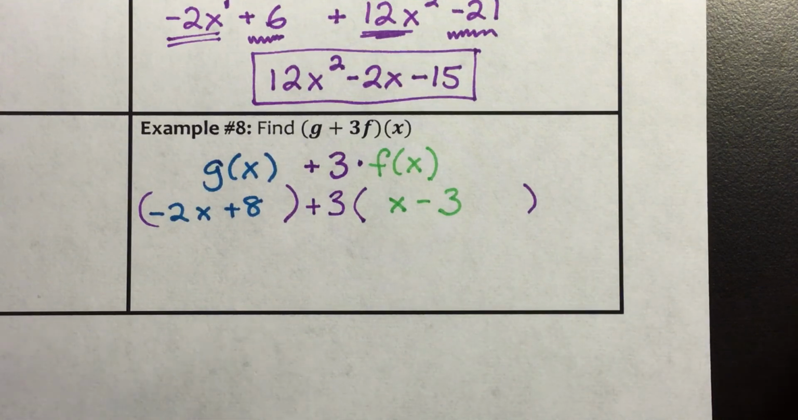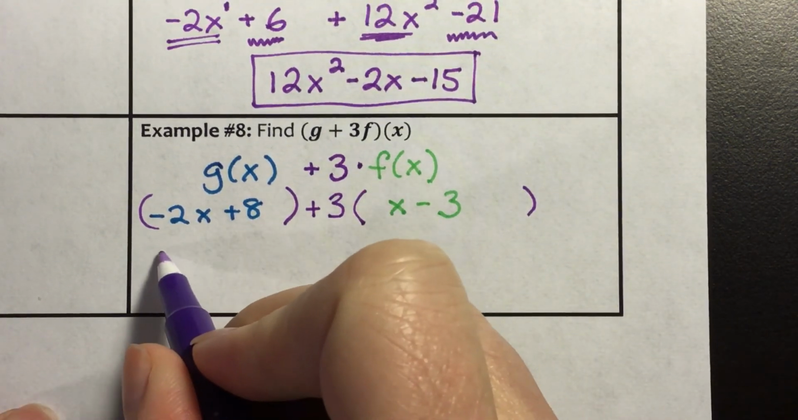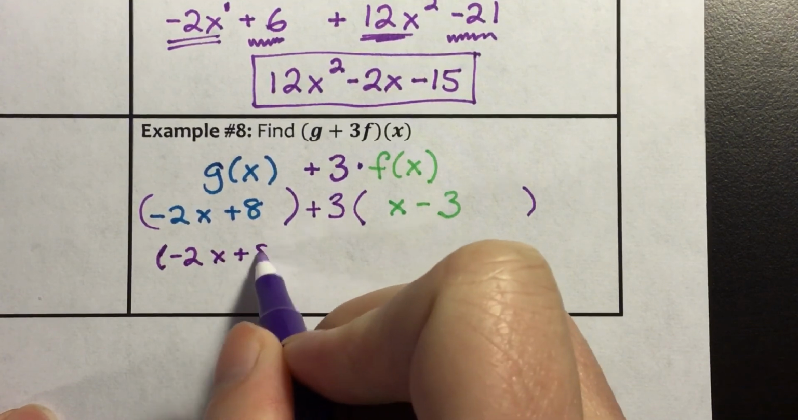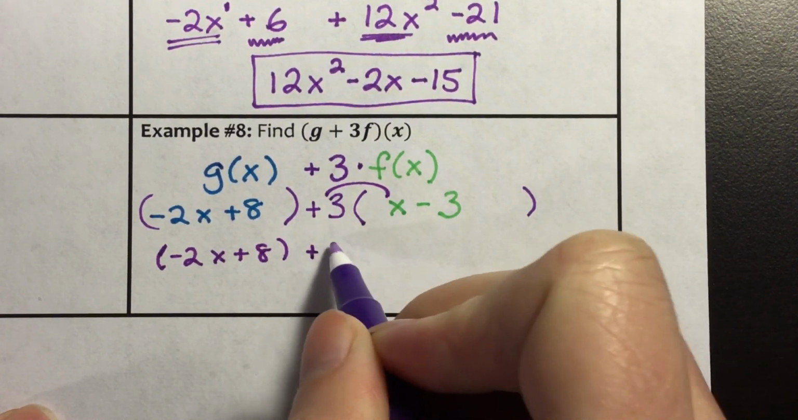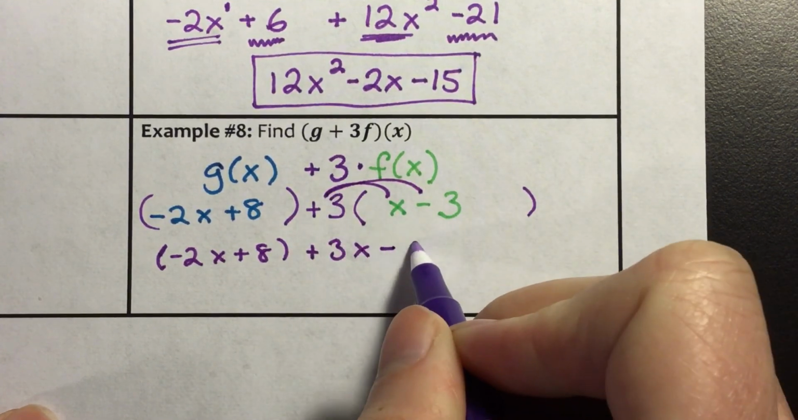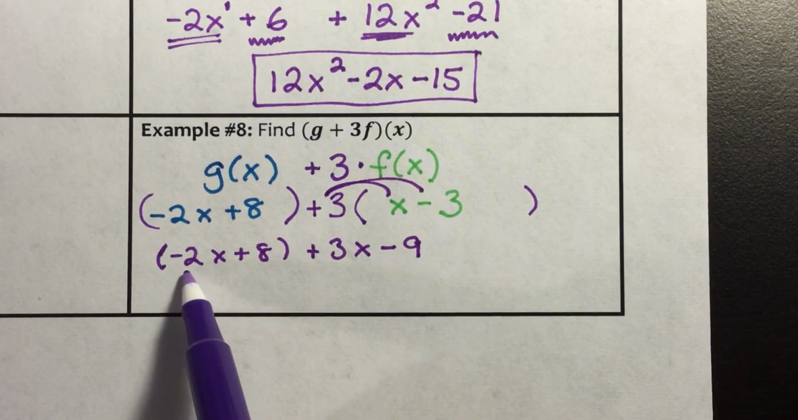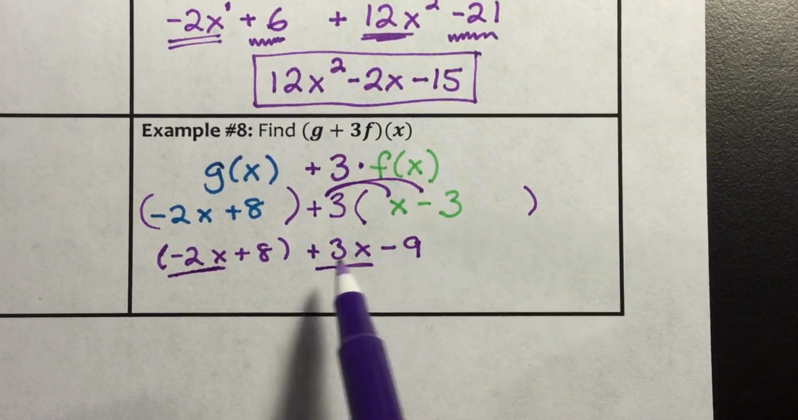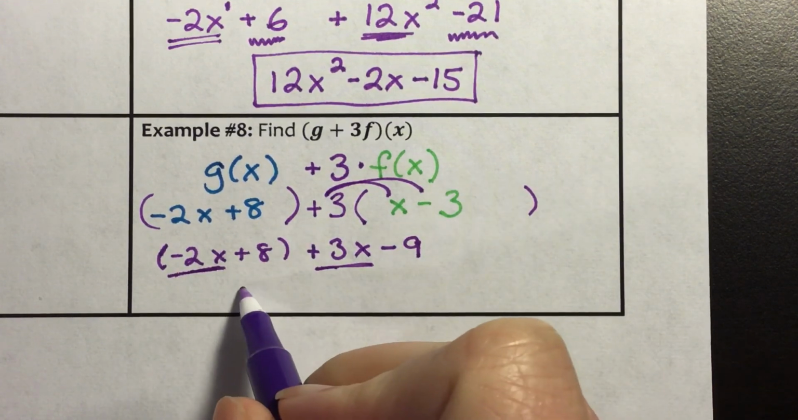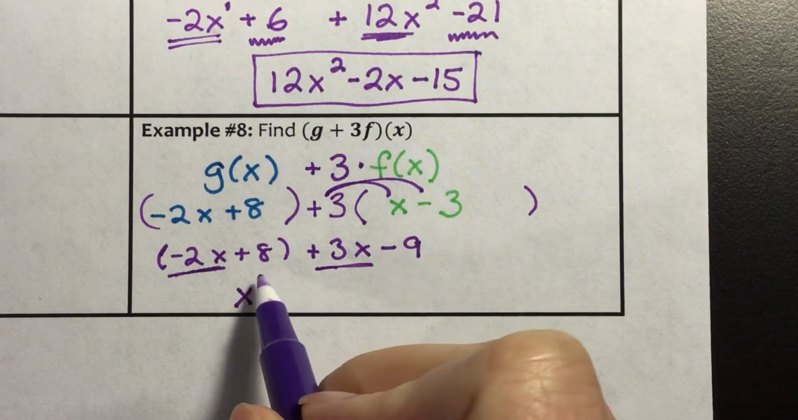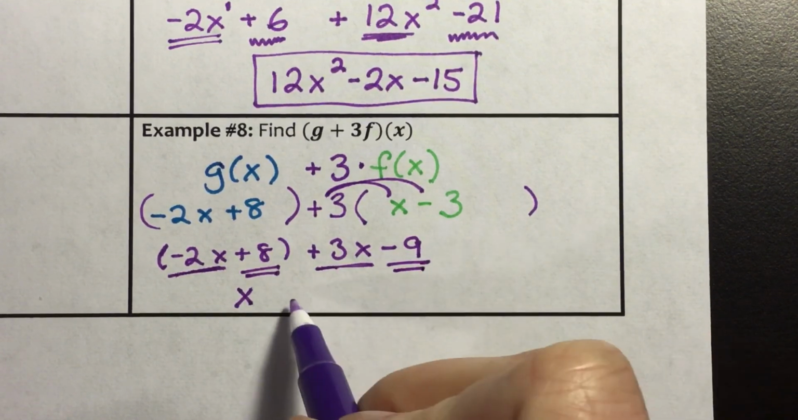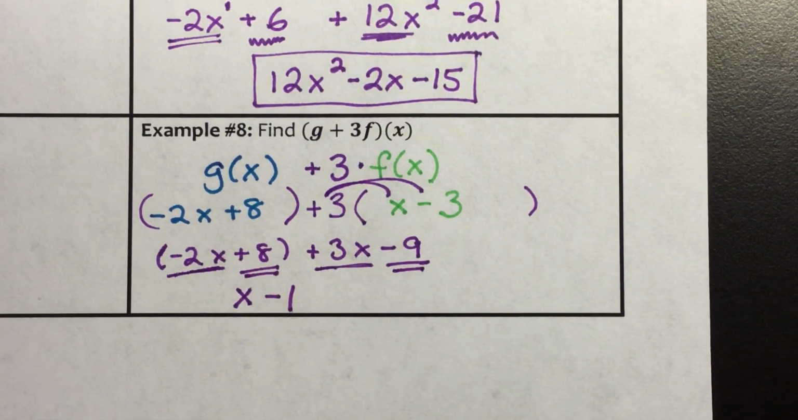Okay, the only thing that needs some distributing is the second parentheses. So let's bring down negative 2x plus 8. Okay, 3 times x is 3x, and 3 times negative 3 is negative 9. Nothing really needs parentheses anymore because there's nothing multiplied. Let's just combine some like terms. Biggest exponent is a 1, so let's get those linear terms, this term and this term, combined together. Negative 2x plus 3x is 1x, or just x. And 8 minus 9 is negative 1. So g plus 3f of x is x minus 1.